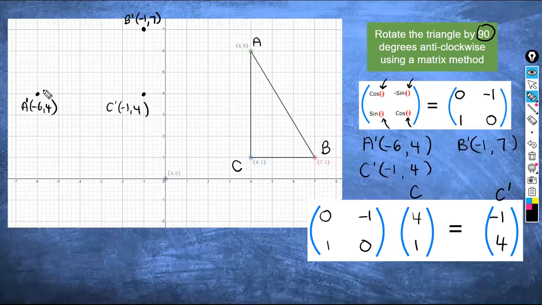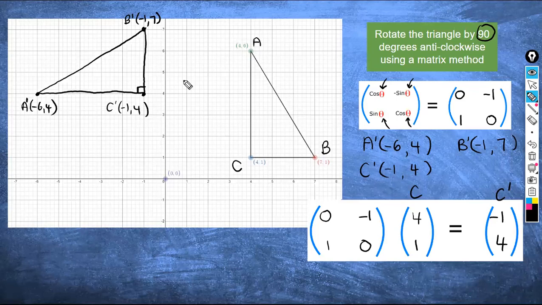All right. And when you connect these, I don't know if you can imagine this. Can you imagine that being a rotation of 90 degrees? Does that look like a rotation of 90 degrees? There's a way to prove that it is a rotation by 90 degrees anti-clockwise. Let me prove this to you.